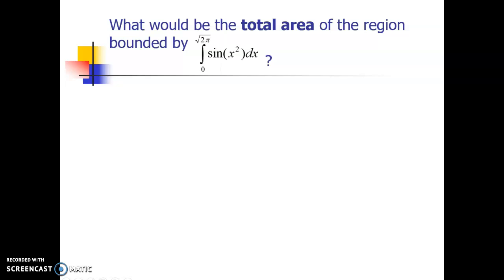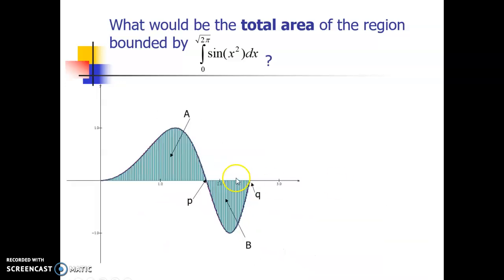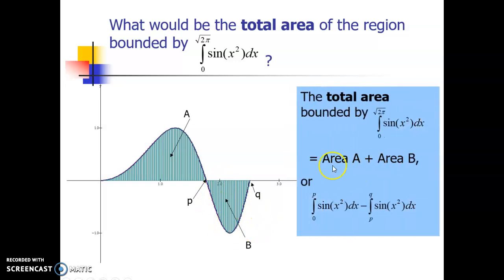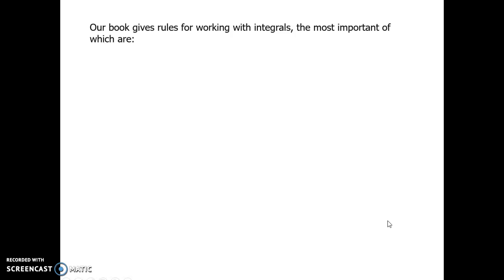So what would be the total area of the region bounded here? The total area would be area A plus area B in this particular case. So I would take the integral from 0 to that x-intercept, which was 1.77 or so, and then subtract the next integral, or in other words, add the absolute value of this integral to get that actual value.